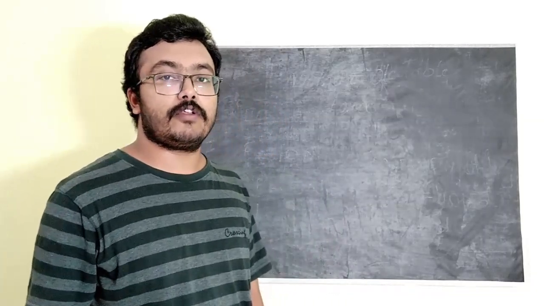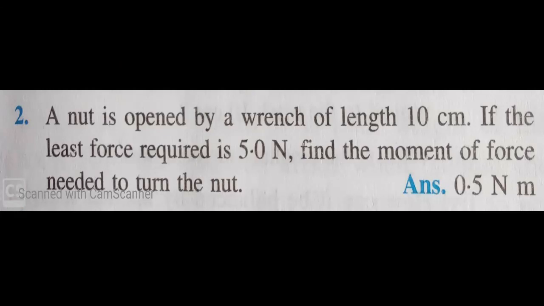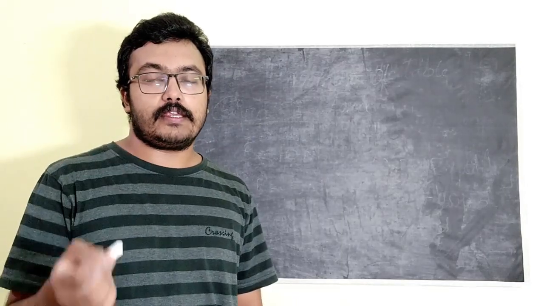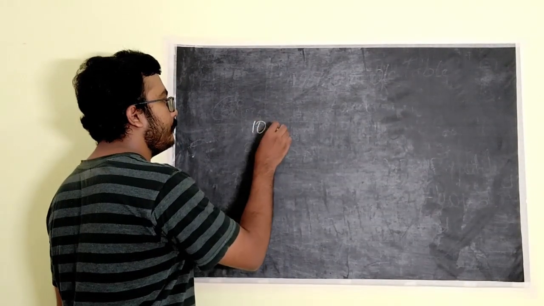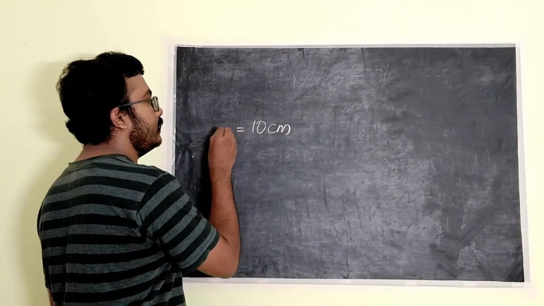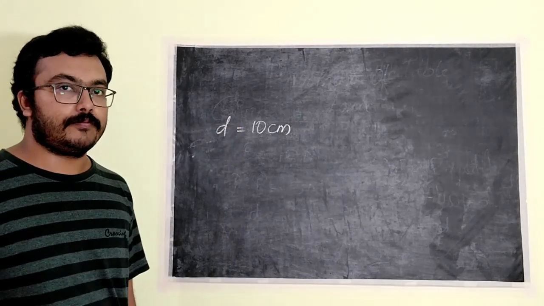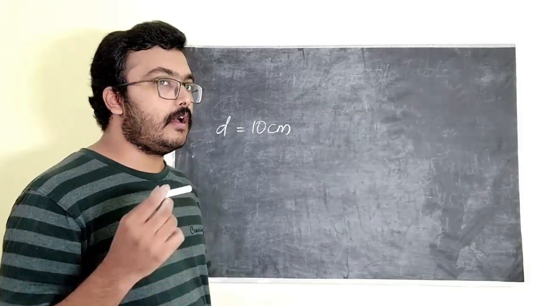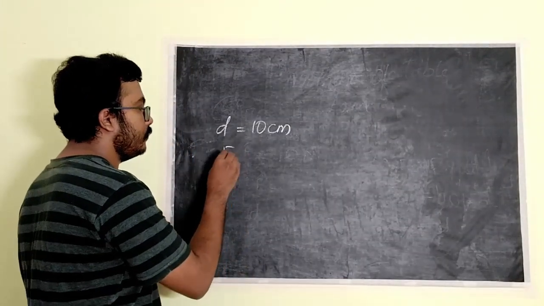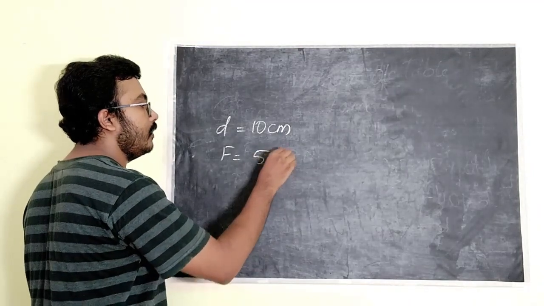Now let's take a look into a different question. A nut is opened by a wrench of length 10 cm. If the least force required is 5 Newton, find the moment of force needed to turn the nut. So it is given that a wrench is 10 cm long. That is the distance of the wrench. And the next one given is that the force is 5 Newton.